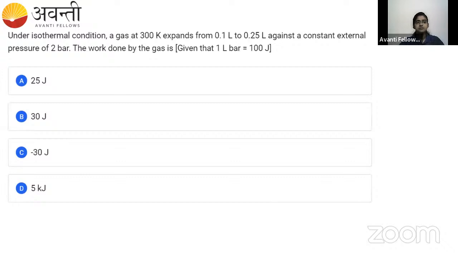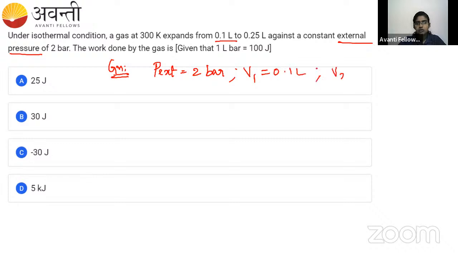Coming to the next question. Under isothermal condition, a gas at 300 Kelvin expands from 0.1 liter to 0.25 liter against a constant external pressure of 2 bar. The work done by the gas is. Now, so what are the given values? Let me write the given values. So here the constant external pressure is given as 2 bar. Okay. And volumes are given. So V1 is equal to 0.1 liter and V2 is equal to 0.25 liter. So these are the given values.